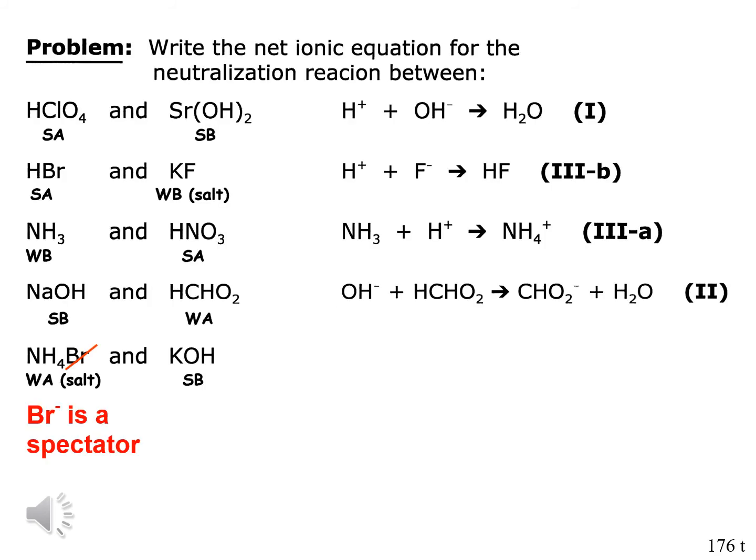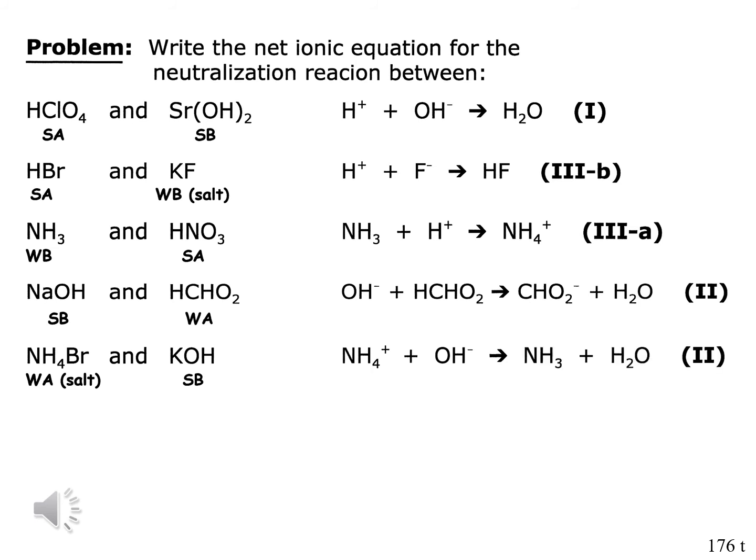So since NH4Br is an acidic salt, but the Br minus is really a spectator, you're going to write it as NH4 plus. So you write the weak acid stuck together, you write the strong base as OH, and the OH pulls an H off. So you get NH3 in water, and this is actually a type 2.